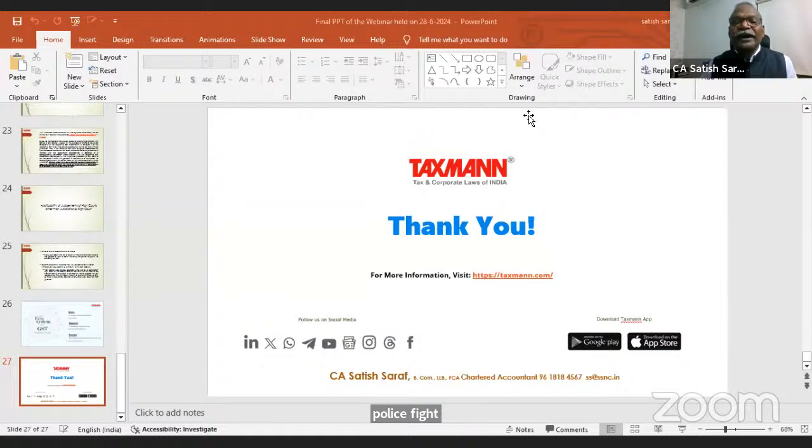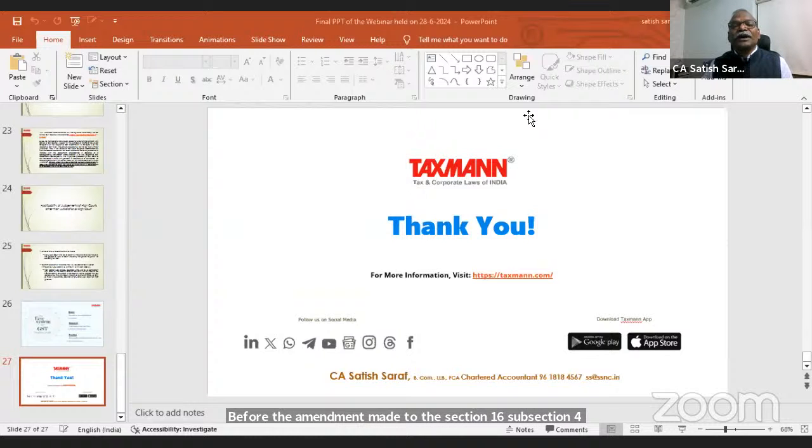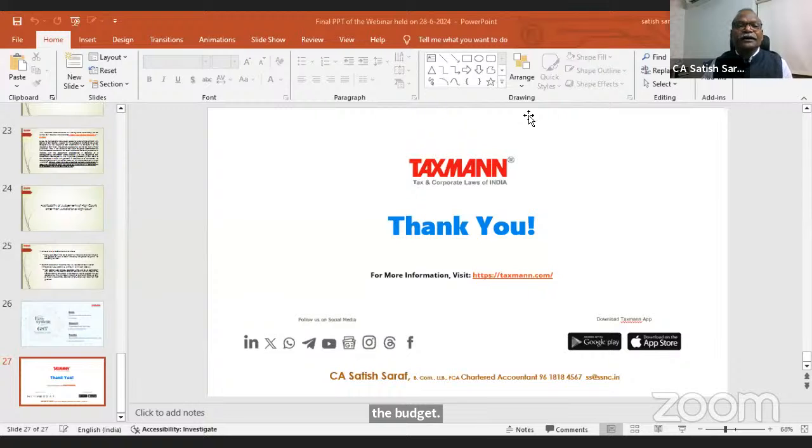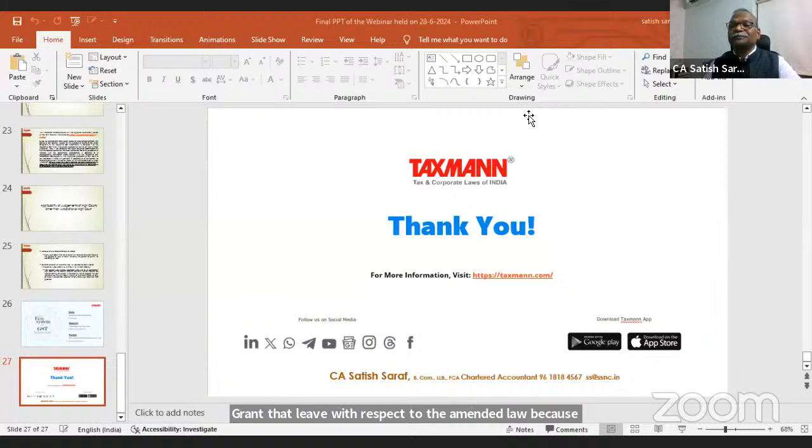What about section 16, subsection 4 cases wherein the appeal is filed? Before the amendment made to section 16, subsection 4 by the Finance Act, which is going to be presented in the budget 2024, if any appeal is filed, the benefit of that amendment can be taken and the appeal can be withdrawn, and the officer is required to grant the relief with respect to the amended law because it is going to be a retrospective amendment. This is my view on this aspect.